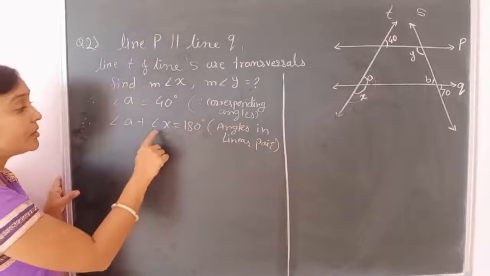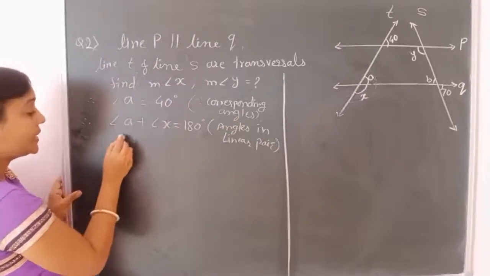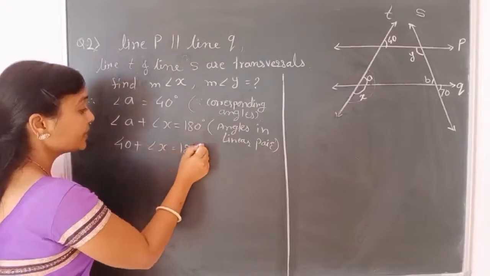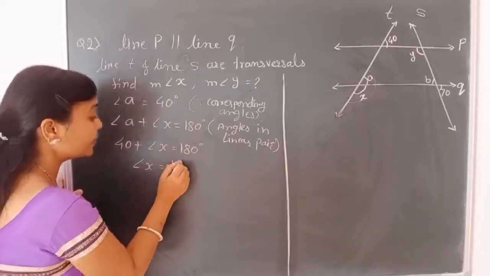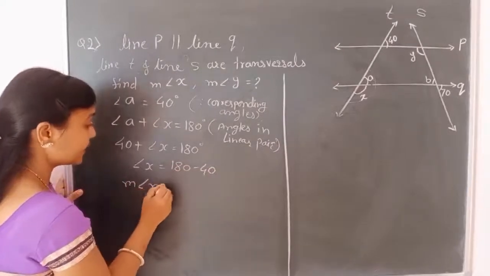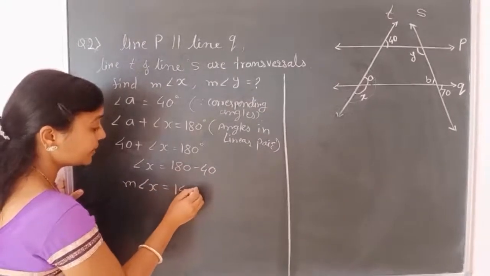From this, we find out the measurement of X. We know that angle A, 40, plus angle X equal to 180 degree. Therefore, angle X is equal to 180 minus 40. Measure of angle X is equal to 140 degree.